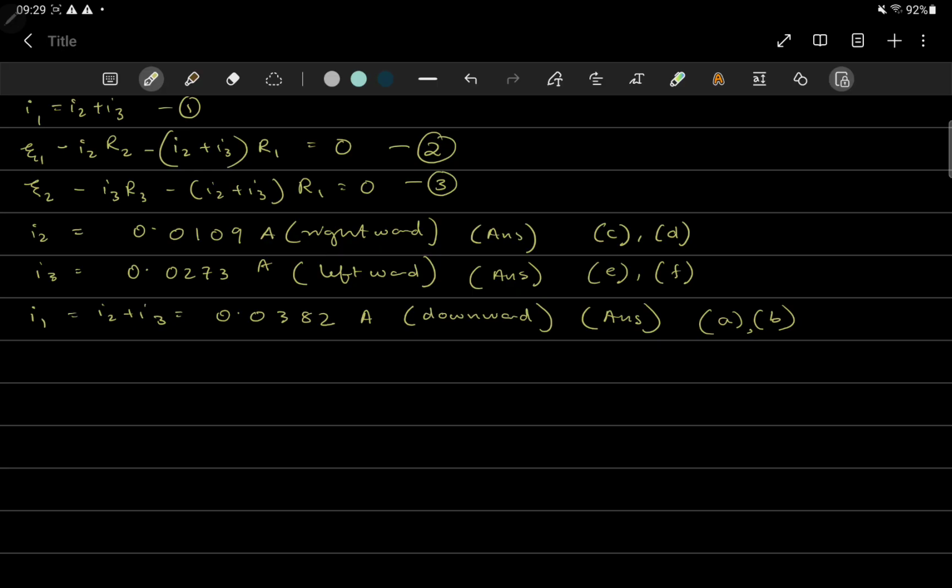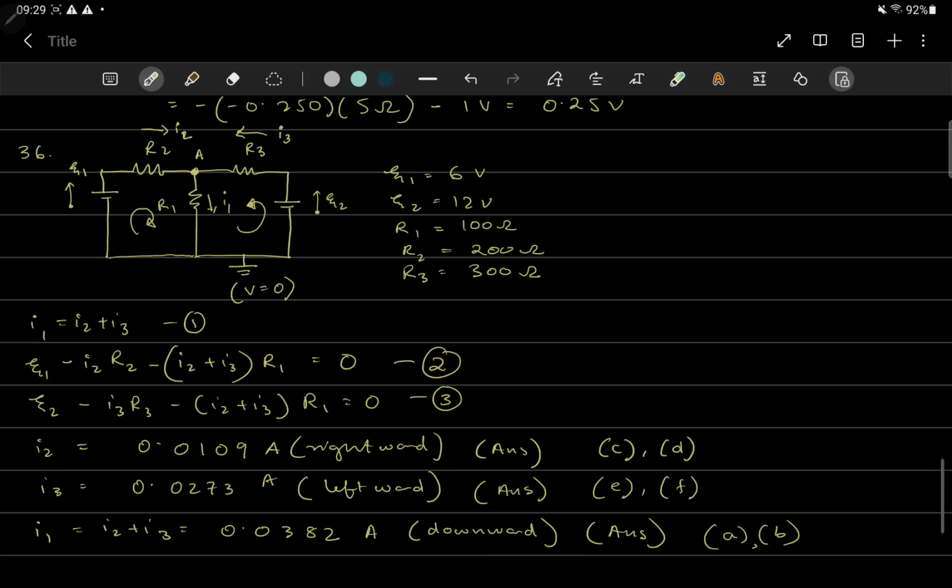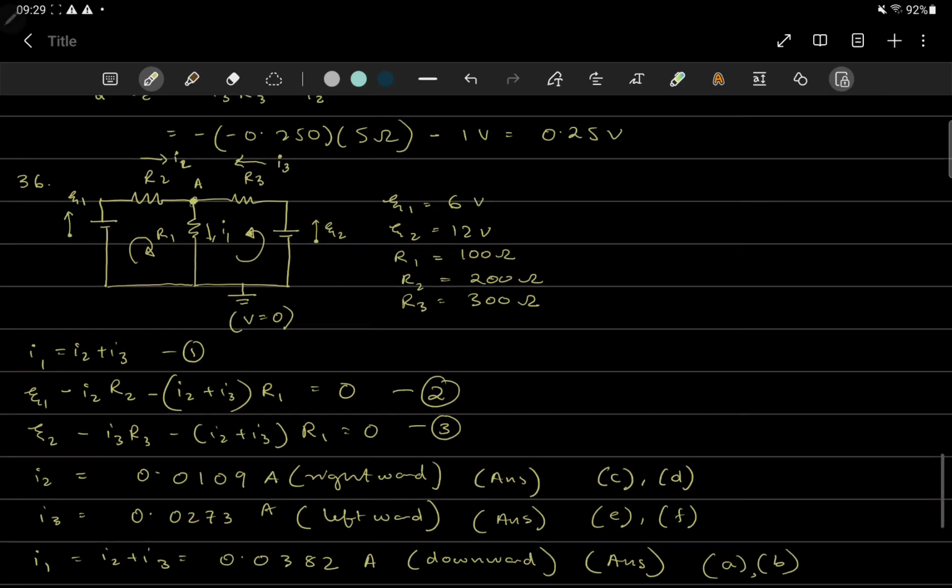And now finally we have to go to part G, where the question asks us to find the electric potential at point A. So we need to find the electric potential over here. Okay, so now basically what we need to do is find VA, right, which is essentially the potential over here.